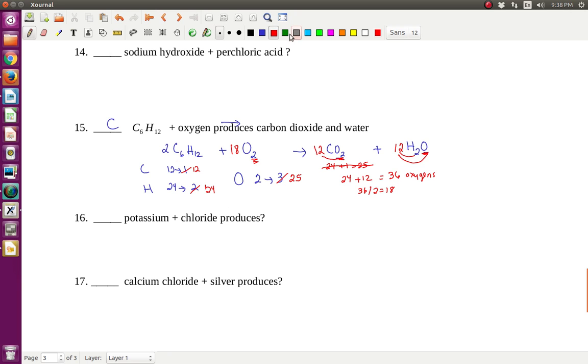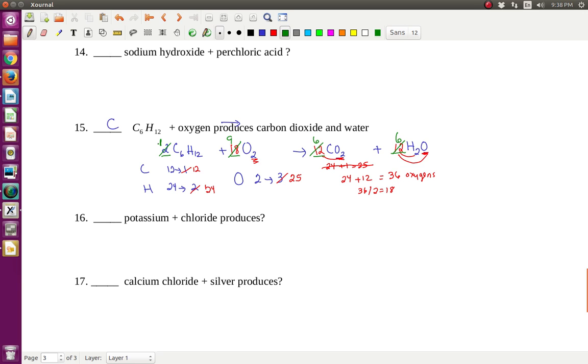But notice this. We have 2, 18, 12, and 12. All those are even numbers. When you're doing this, the goal is to get the most reduced number of coefficients. So I got to reduce this just like I would do fractions. So everything can be divided by 2. So this becomes a 1, this becomes a 9, this becomes a 6, and this becomes a 6. I divided all the coefficients by 2.